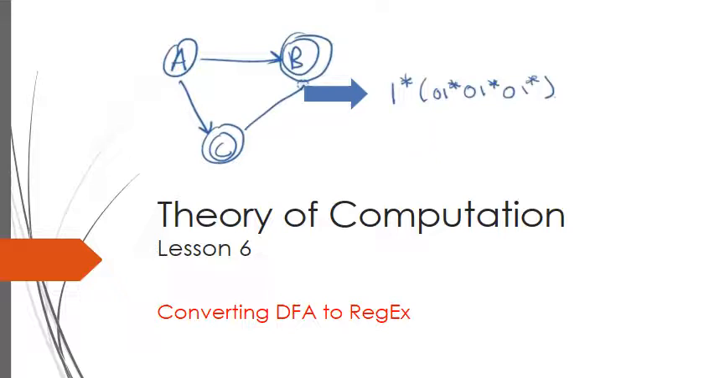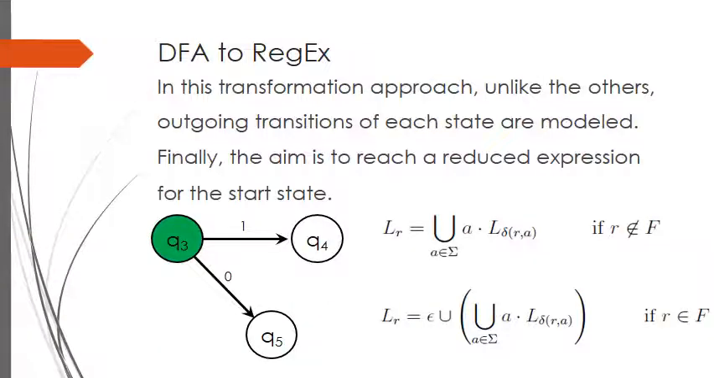It's the sixth lesson of theory of computation. We will go on with the regular language chapter with conversion of DFAs into regular expressions. In this transformation approach, unlike the others, outgoing transitions of each state are modeled. Finally, the aim is to reach a reduced expression for the start state.